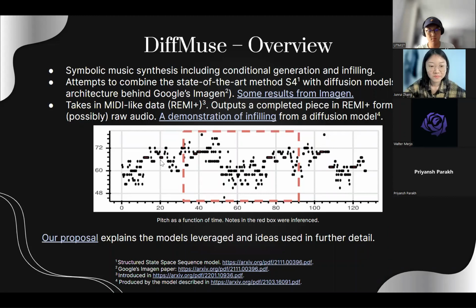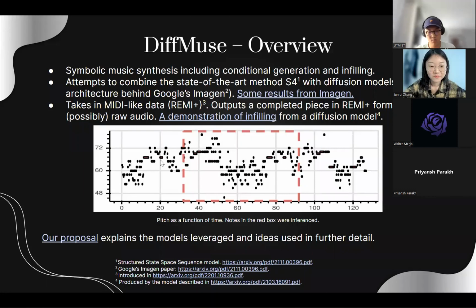This figure is from one of the papers on the bottom, if you're interested. Our project attempts to combine a new type of sequencing model called S4 and a generative model called a diffusion model, which is also the architecture behind Google's Imagen.